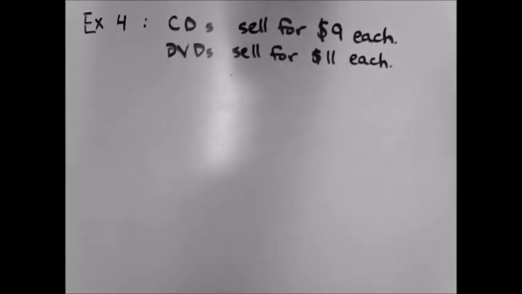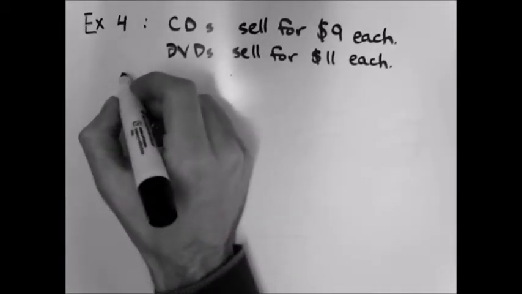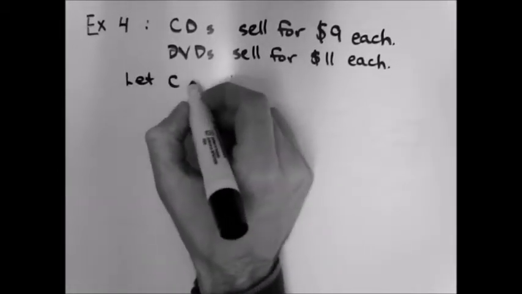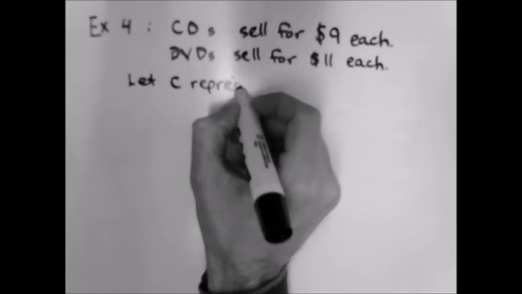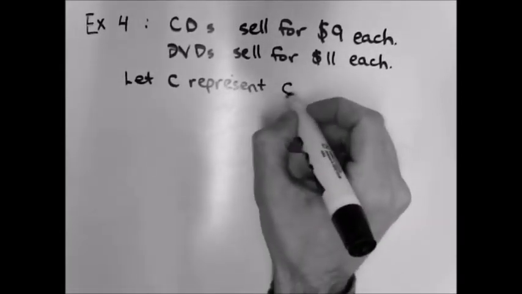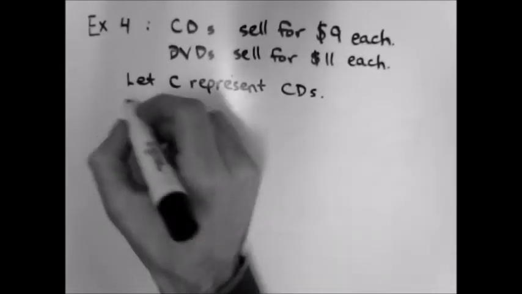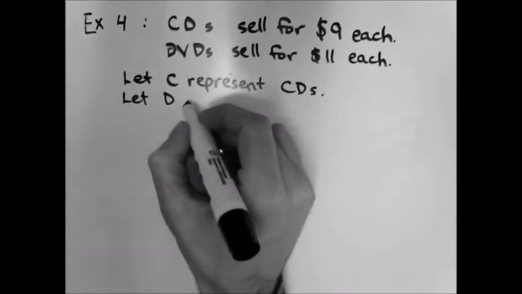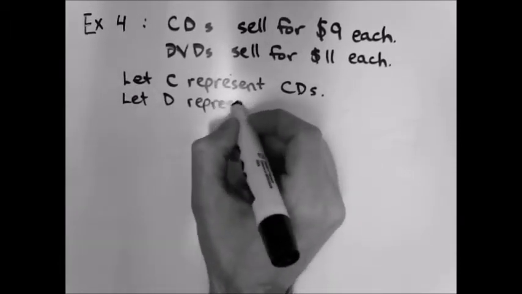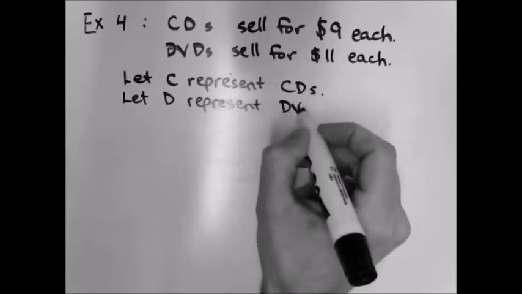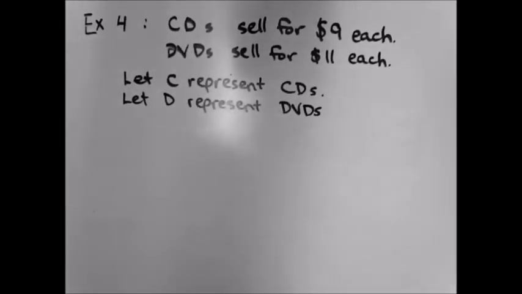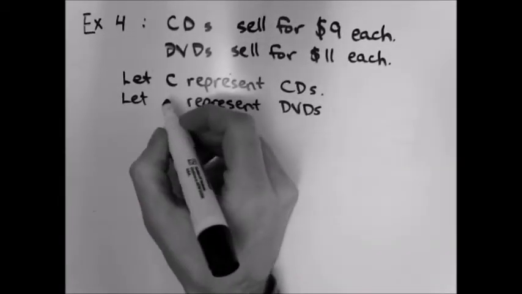Cody sells $204 worth of DVDs and CDs together. Okay? Not so tough here. We will let C represent CDs. Let D represent DVDs. And I'm going to use lowercase letters.